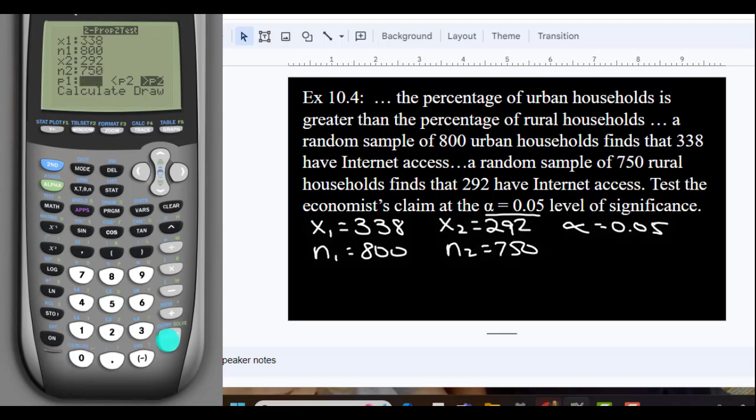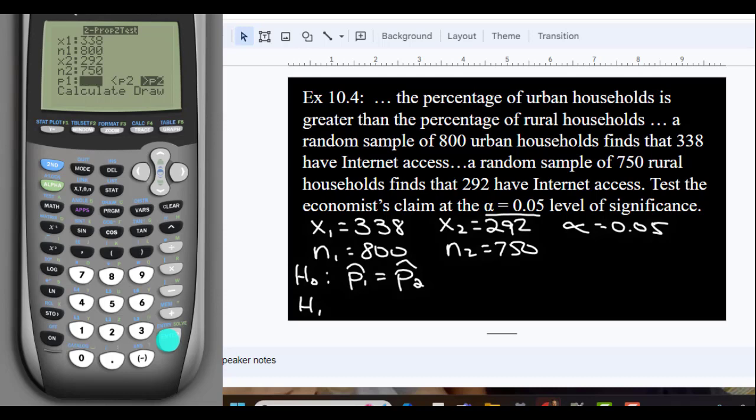Because before we do this one, we've got to write down our null and alternative hypothesis. So the null hypothesis is that P1 hat is equal to P2 hat. Remember, there's no difference between them. That's always going to be our null hypothesis: equality, or no difference.